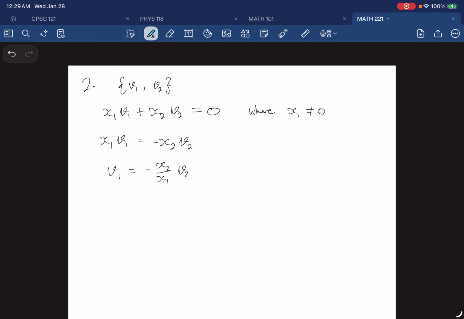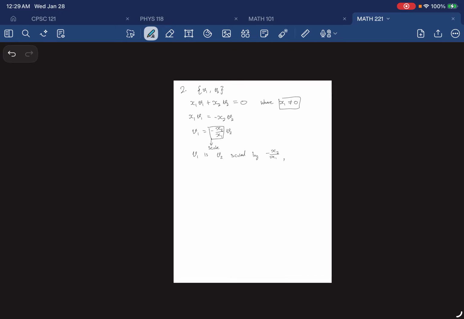Because x1 is not equal to 0, this is completely valid. And this just turns into the scale, right? So v1 is v2 scaled by minus x2 over x1. And minus x2 over x1 is a completely valid scale because x1, as we said, is not equal to 0, by definition of linear dependence.